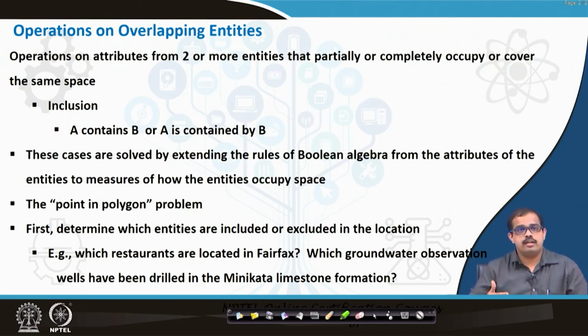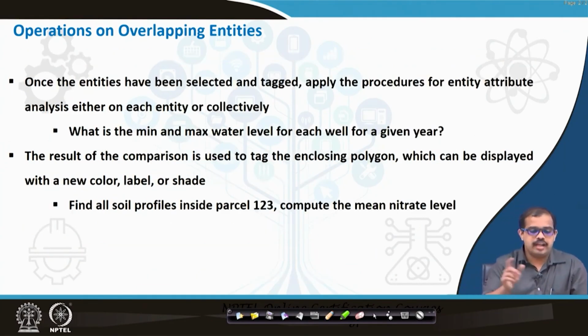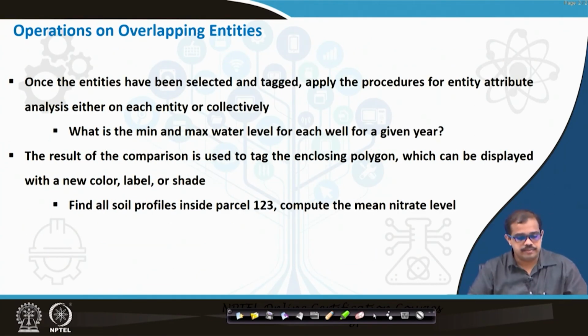The point in polygon problem can be easily understood here. First, which restaurants are located in Fairfax? Which groundwater observation wells have been drilled in limestone formation? These are the queries that can be easily answered when you have a point and polygon problem. I'll go back to this in the next slide.